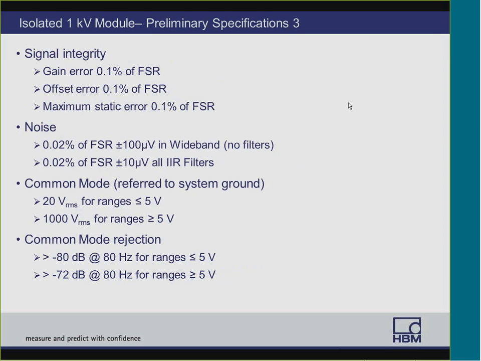Typical maximum static error for the Gen series, you do have a 0.1% maximum static error, 0.1% of the full-scale range, and your noise is 0.02%.